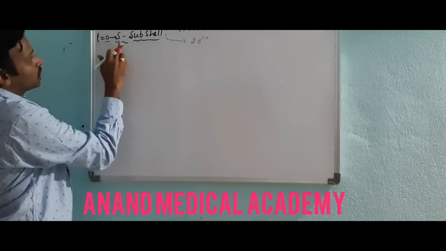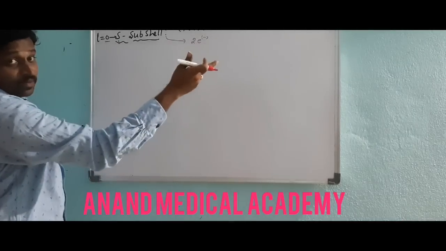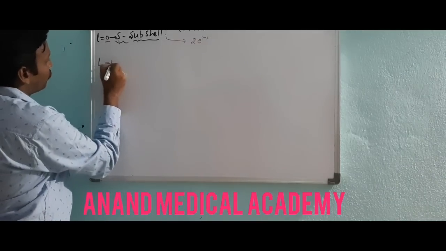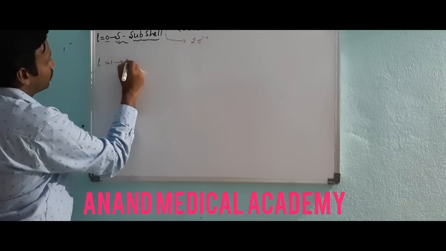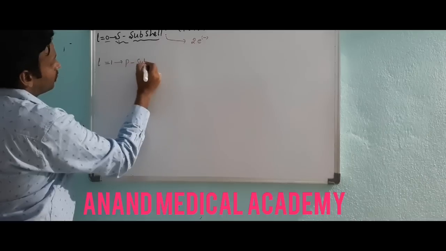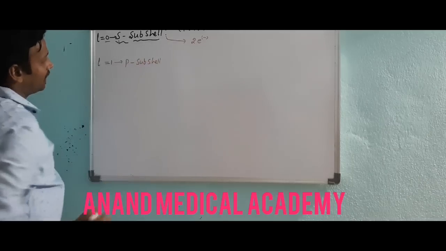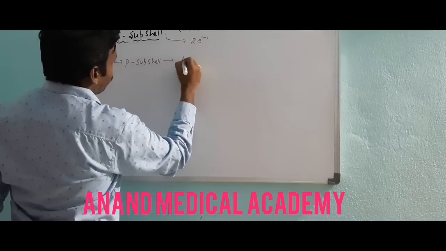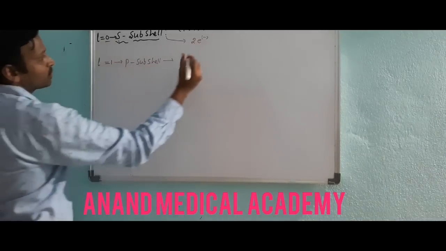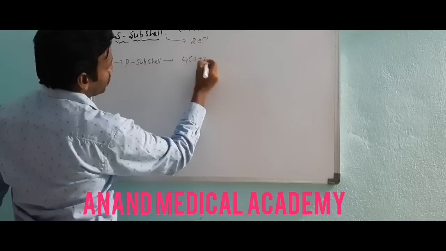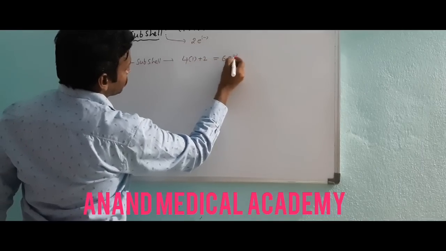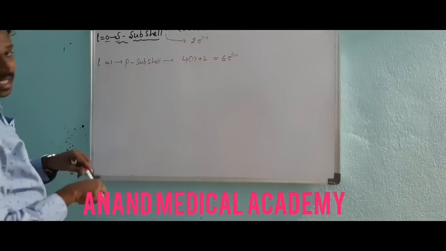L is equal to 0, S subshell. L is equal to 1, that is P subshell. So same story. What is 4 into the L value? 1. 4 into 1 plus 2. That means how many electrons are present? 6 electrons are present.